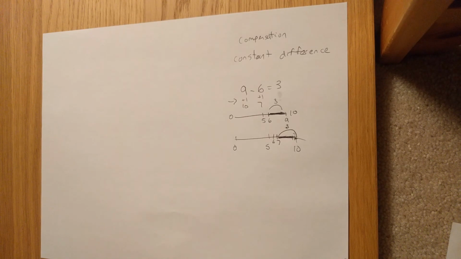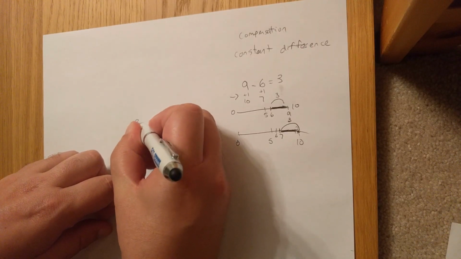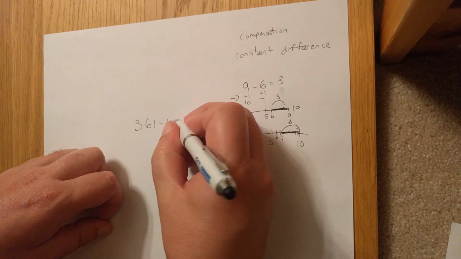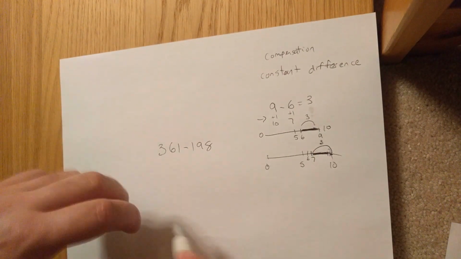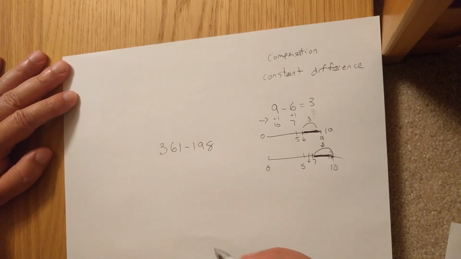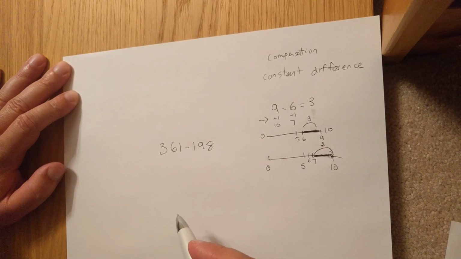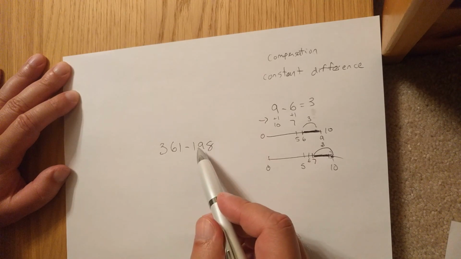So let's look at much larger numbers, but much more useful numbers for grade 5 and 6. Let's take a question like 361 take away 198. So, much larger numbers. Putting these on the number line would be a lot of work, so let's not do it yet. But you can probably see what I'm thinking, that this is really close to 200. And that is, in fact, what we're going to do.